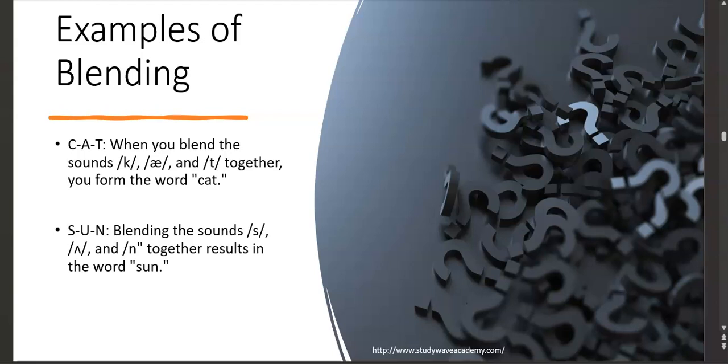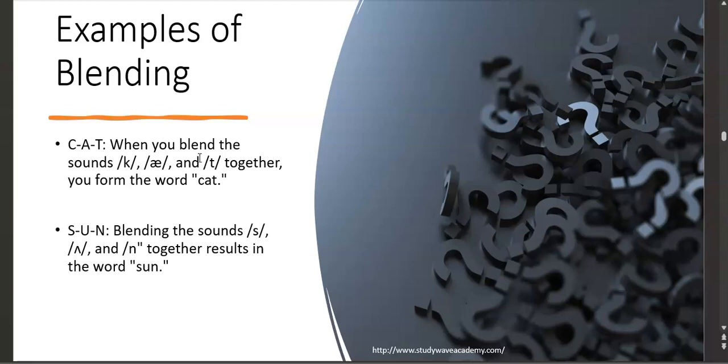What are some of the examples of blending? Now we're going to talk about these individual sounds and say them and come up with a word. K, a, t. The sounds are here. K, a, t. When you blend all this together, what do you get? Cat. Now that is what blending entails. That is what blending means. You just bring sounds together, okay?